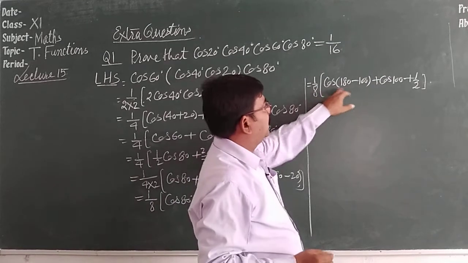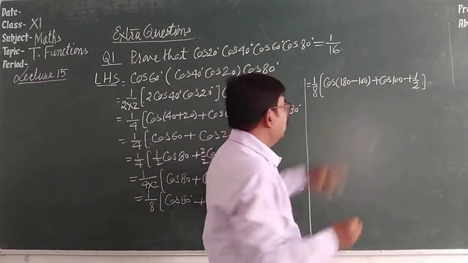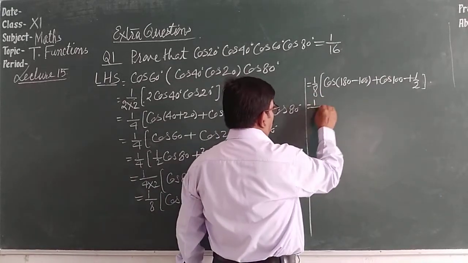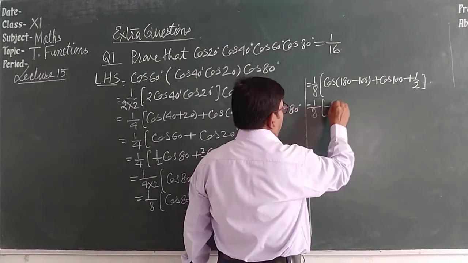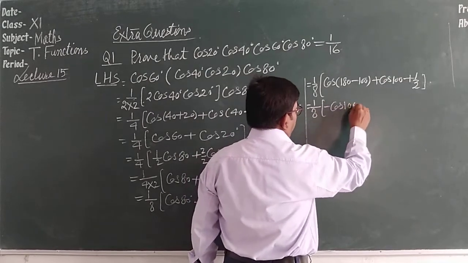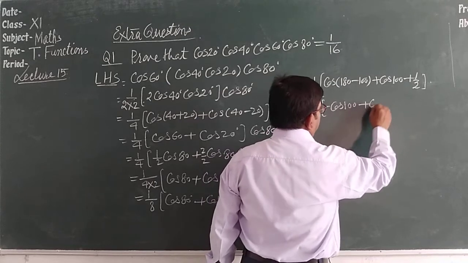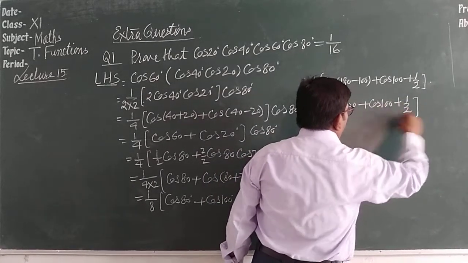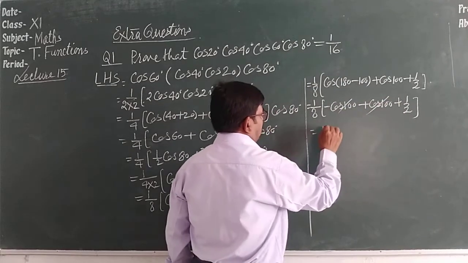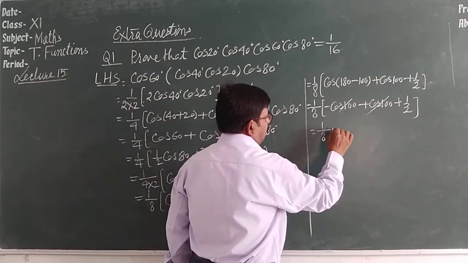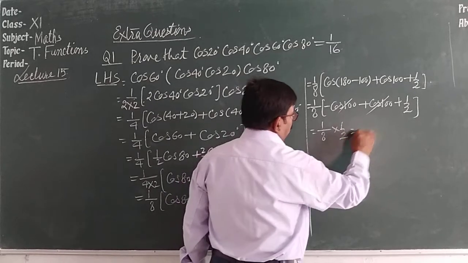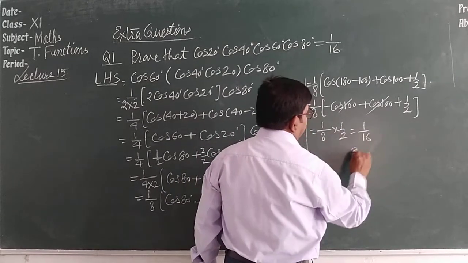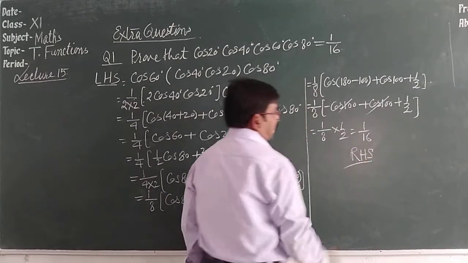Cos 180 minus theta is equal to minus cos theta. So 1/8, this is minus cos 100 degree plus cos 100 degree plus 1/2. This will go, plus minus 1/8 into 1/2 is equal to 1/16. This is right hand side.